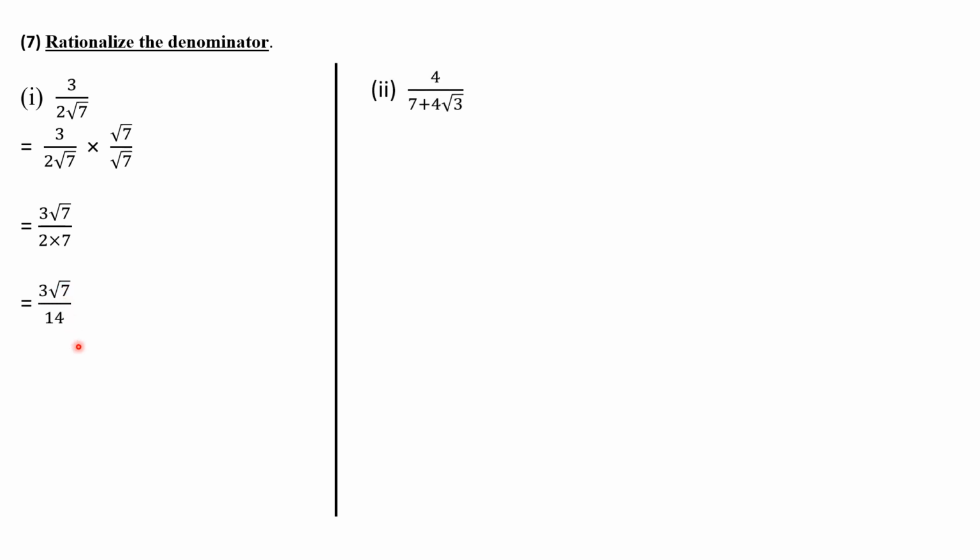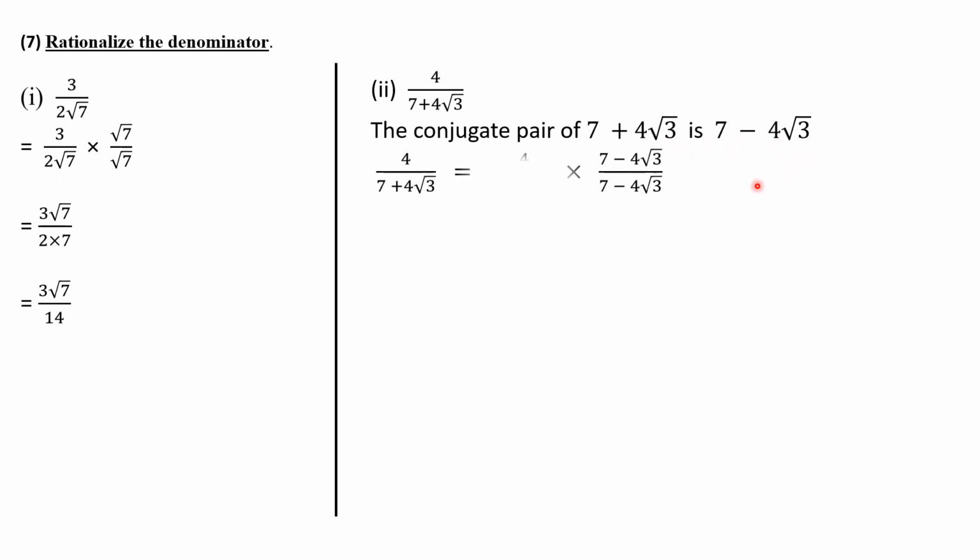Now we'll move to our next question. What is given? 4 upon 7 plus 4 root 3. Now this is a binomial expression of quadratic surd. So we have to multiply by its conjugate pair. The conjugate pair of 7 plus 4 root 3 is 7 minus 4 root 3. So multiply the numerator and denominator by 7 minus 4 root 3. So here I have multiplied. Our next step is 4 upon 7 plus 4 root 3 into 7 minus 4 root 3, numerator and denominator.